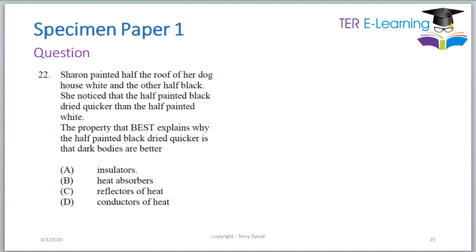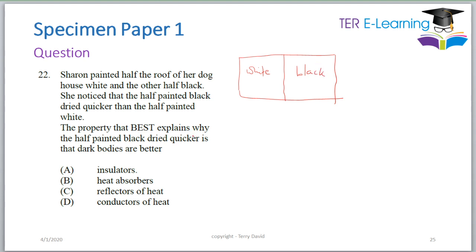Number 22. Alright, so Sharon painted half of the roof of a doghouse white and the other half black, right? So we're looking at the roof here. I haven't read the whole question yet, but half is painted white and half is painted black, right?